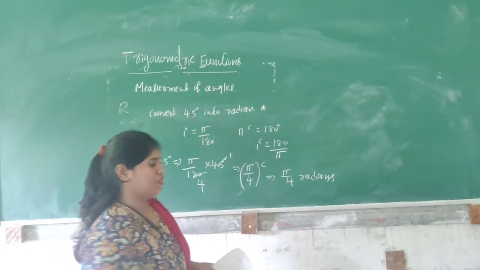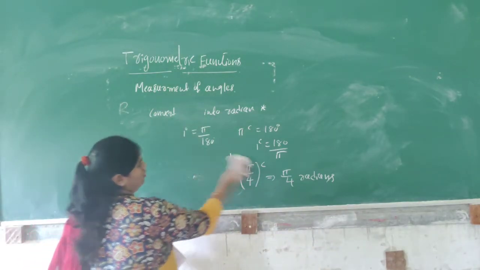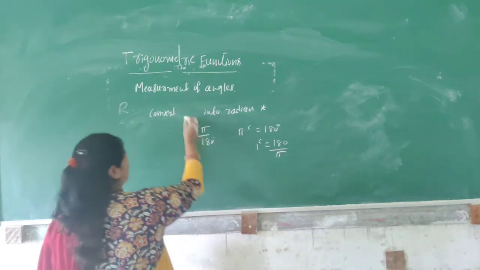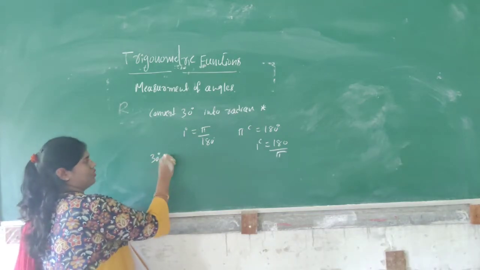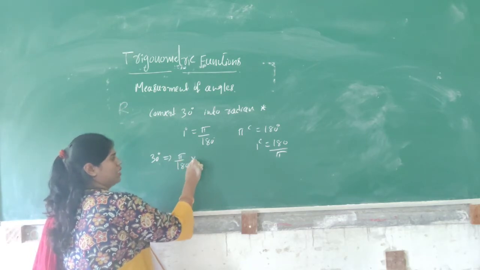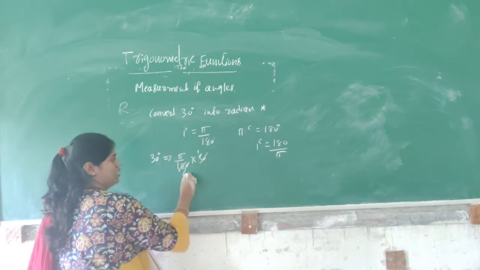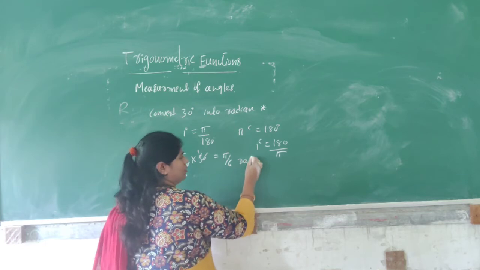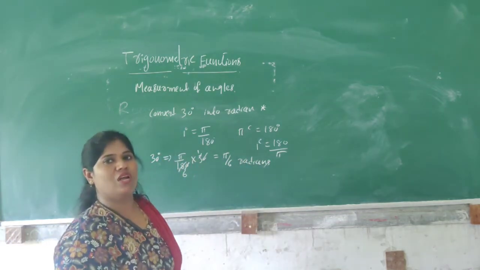So what is 30 degree? Convert 30 degree into radian measure. So what is the formula? Pi divided by 180 into 30. 0, 0 cancels. 3 ones are 3, 6 are. So pi by 6 radians. Okay. So 30 degree is equal to pi by 6.